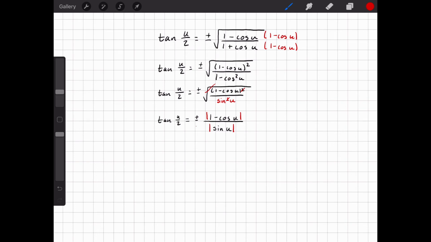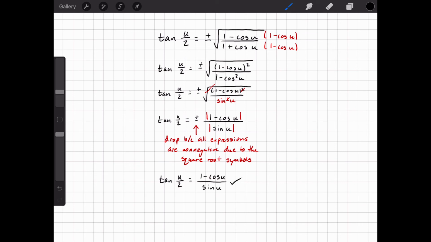Now, because of the square root, our values must be non-negative for that to work, which makes the plus or minus sign unnecessary. This leaves us with tangent of u divided by 2 equals (1 minus cosine of u) divided by sine of u as our identity for the second one.